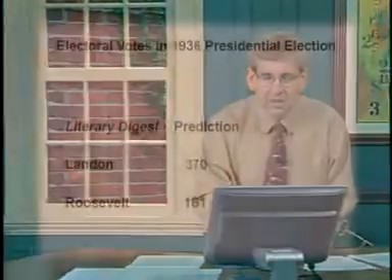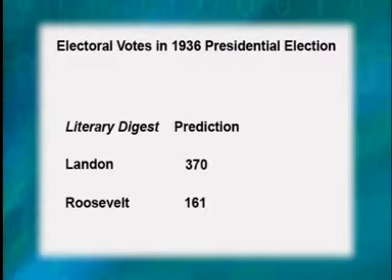So in the 1936 election, the Literary Digest sent out 10 million surveys. And they received 2.4 million replies to those surveys asking how the voters were going to vote in the upcoming election. Based on those surveys, the Literary Digest predicted that Landon would win in a landslide. In fact, their prediction was that Landon would win 370 electoral votes to Roosevelt's 161.